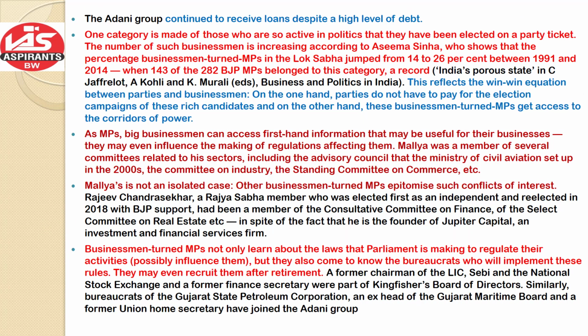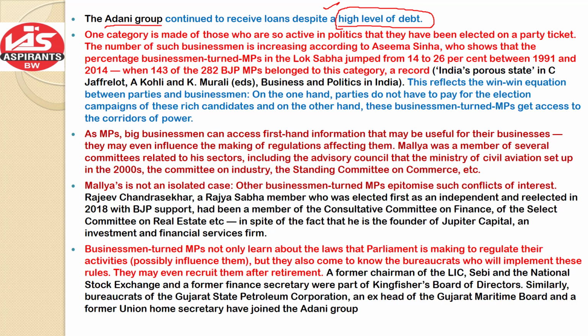And the author has also given the example of the Adani group. So basically, it's not only about Malia. There are many other entities or business organizations. Like if we see the Adani group, they had a high level of debt, but still they received loans. So that shows that they will continue to receive loans under the patronage of the politicians.